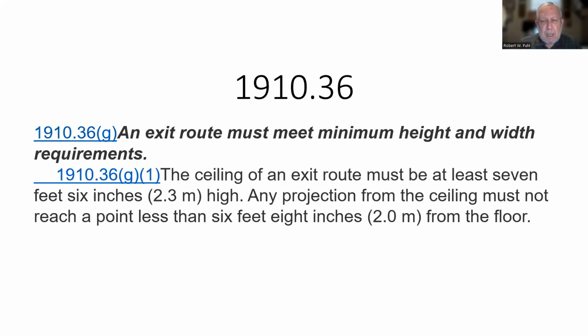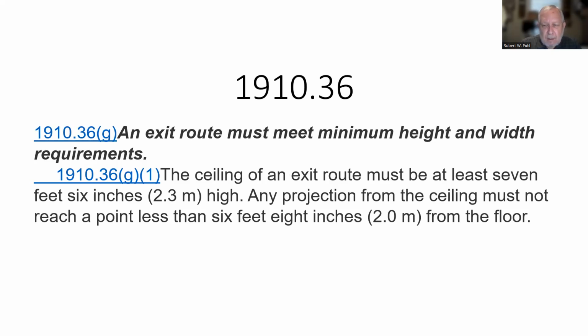An exit route must meet minimum height and width requirements. The ceiling of an exit route must be at least 7 feet 6 inches high. Any projection from the ceiling must not reach a point less than 6 feet 8 inches from the floor.